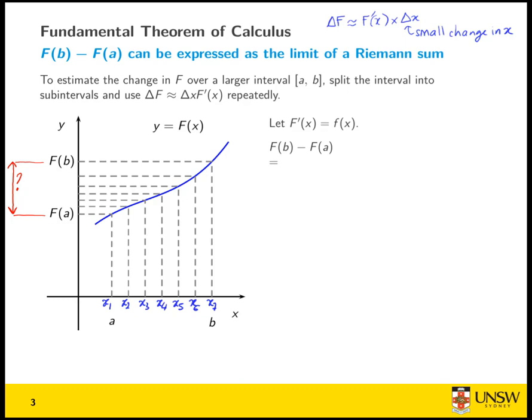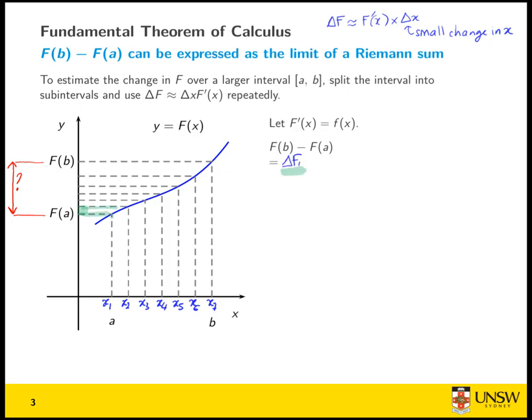In order to find the total change in f, which is this distance, what I could do is calculate this small change, and that one, that one, that one, that one, that one, and just add them. So let's start with the first one, and since it's the first one, let's call it delta f1.